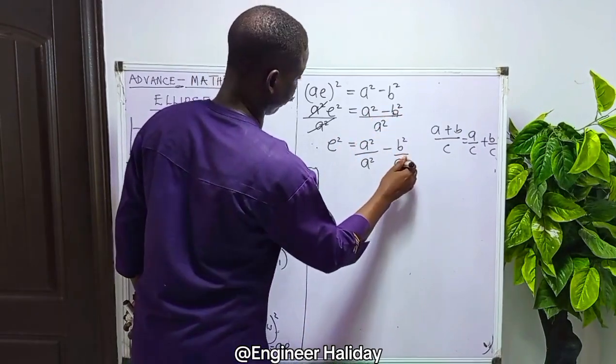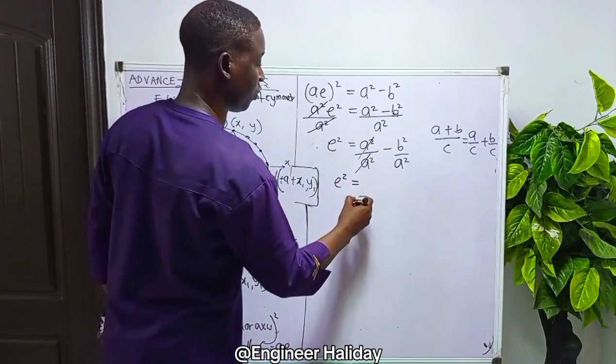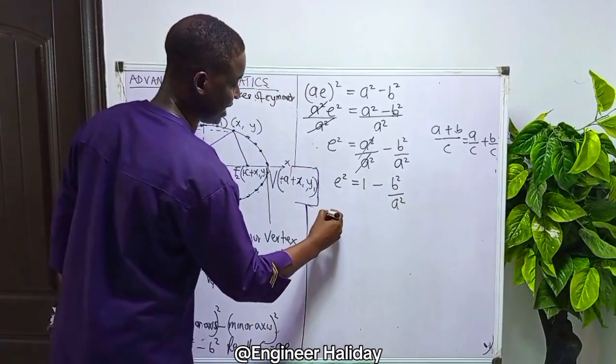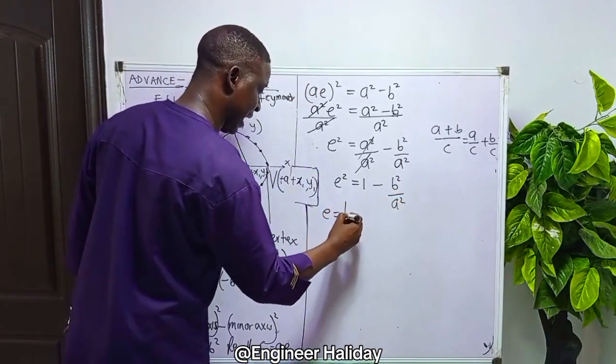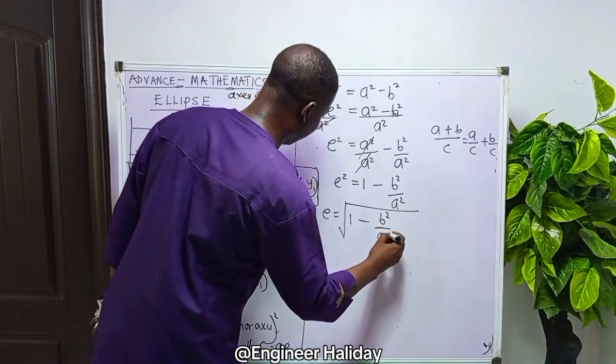So this one is a square. Now what do we do now? This one will cancel out. We have e square equal to 1 minus b square over a square. So eccentricity now has a formula in an ellipse that is equal to 1 minus what? b square over a square.